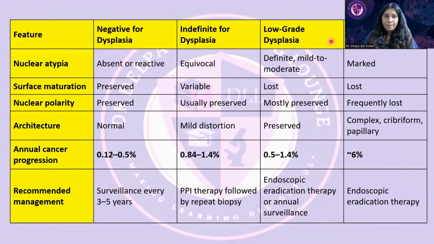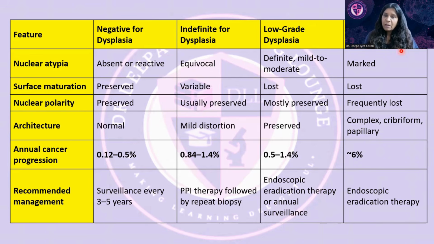Low-grade dysplasia: there is a definite mild to moderate nuclear atypia. Surface maturation is lost. Nuclear polarity is preserved here very clearly, and architecture is preserved. Very, very important for low-grade dysplasia. Annual progression is 0.5 to 1.4%. Endoscopic eradication therapy and annual surveillance, which you do once in a year. Annual surveillance means once in a year you have to check.